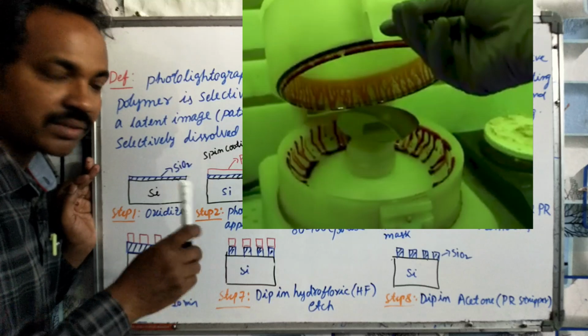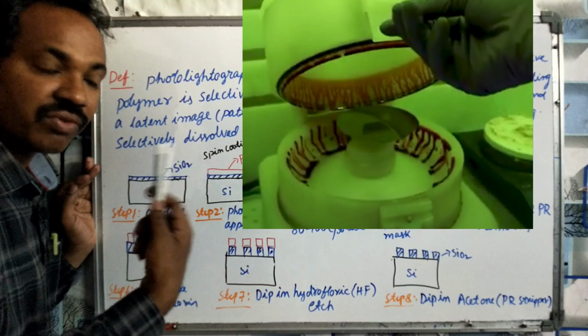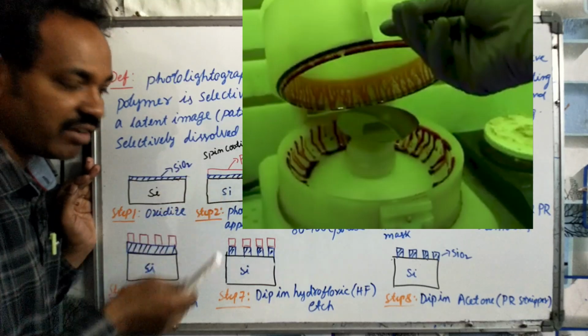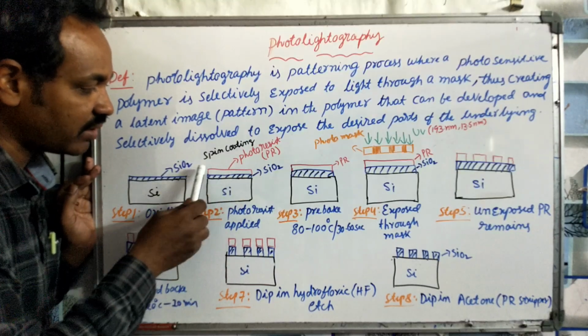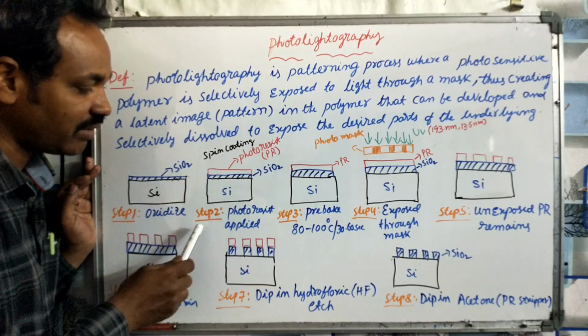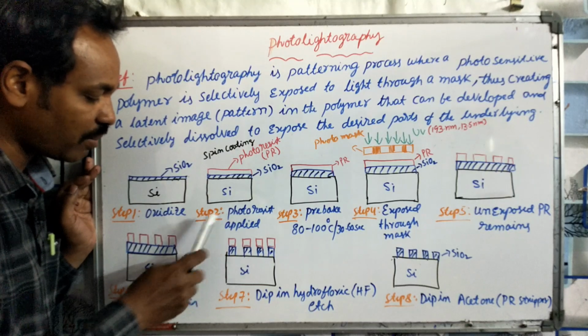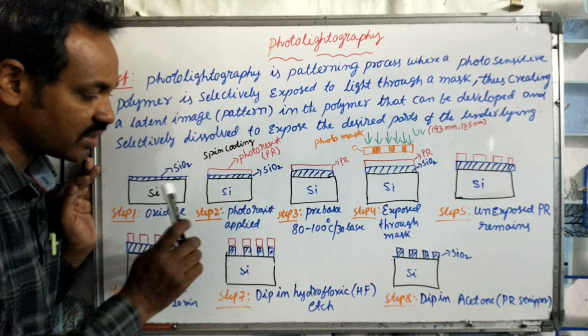How many times is the spinning? Generally 3000 to 5000 rpm. Then we get a very thin layer exposed on the silicon oxide wafer. This photoresist, or PR, material is very important. This is the second process. Step 2: photoresist is applied.